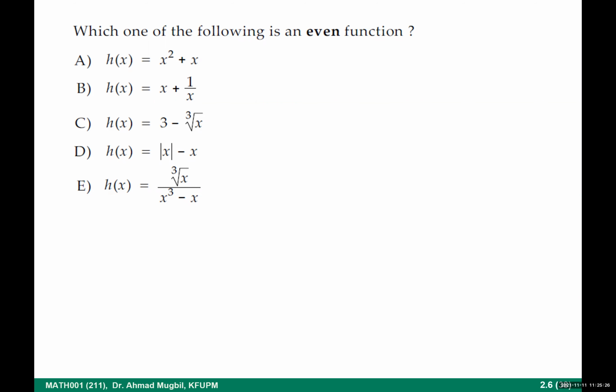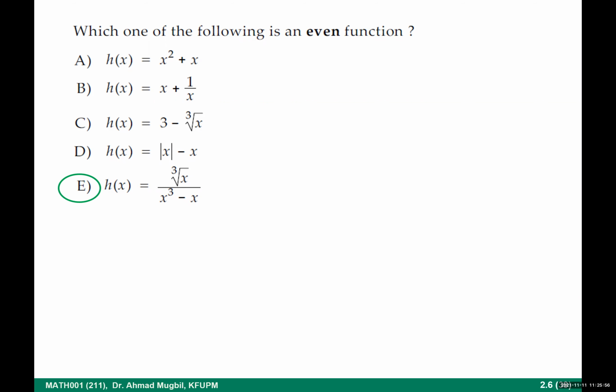You think it is what? E. Good. Do you agree with him? Yeah, I agree. So Abdulaziz and Abdulaziz, they are saying that it is E. You agree with him, shabab? With them? Yes. The answer is E. Why?